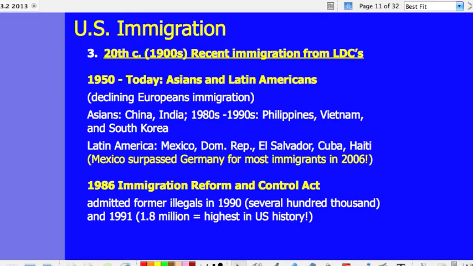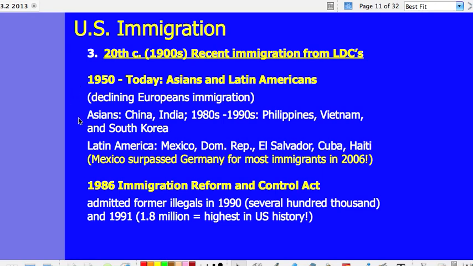So, when we look at the 20th century, these migrations come from LDCs, mostly Asia and Latin America. And there was a declining European population. So if you think about it, 1950 is around when Asians and Latin Americans were entering their second demographic transition stage, where they had a population explosion, and that would affect migration out of their regions.